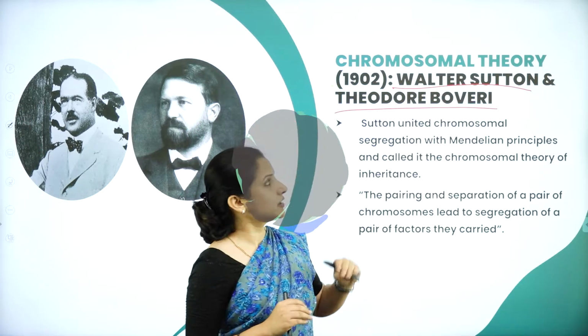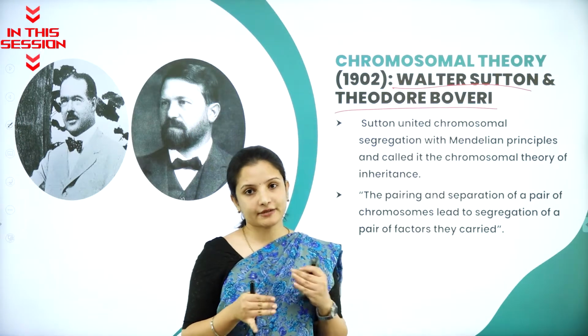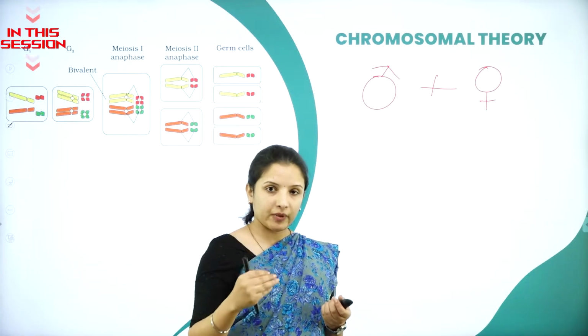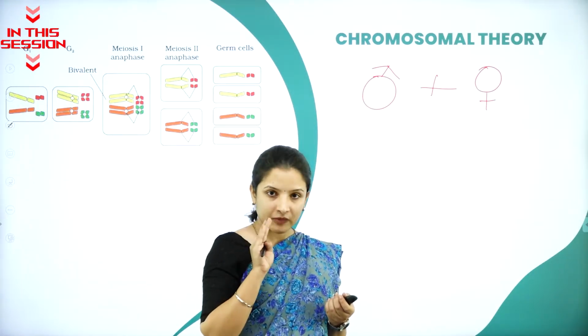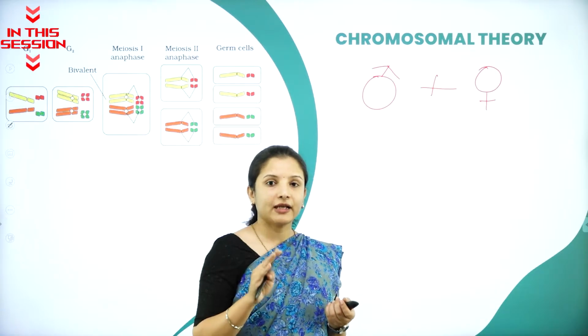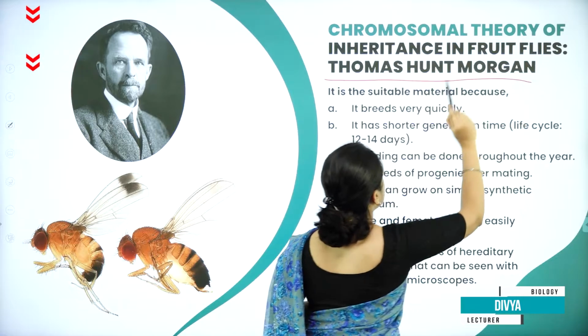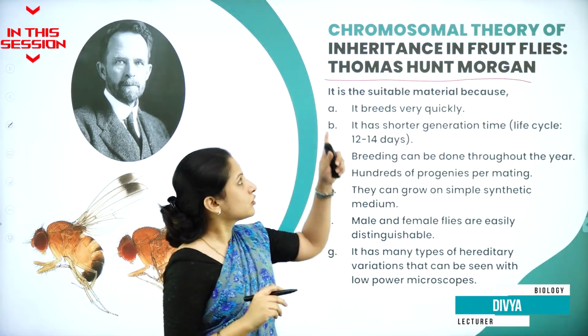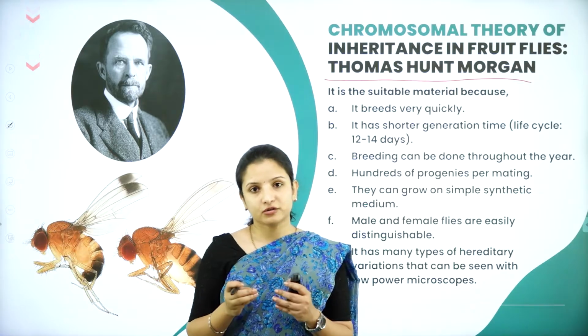So what Sutton did was, in order to prove the chromosomal theory, he worked on grasshopper. First, in the female reproductive system, that is the gynoecium in the case of plants, the embryo will be formed and that later on will develop into seed. Thomas Hunt Morgan studied the chromosomal theory or chromosomal inheritance on Drosophila flies.